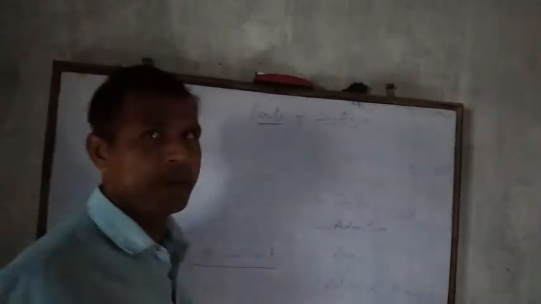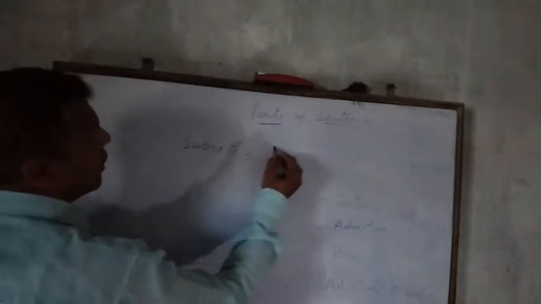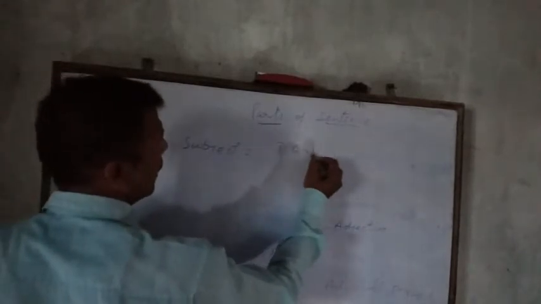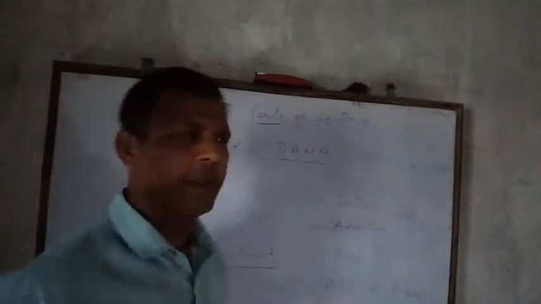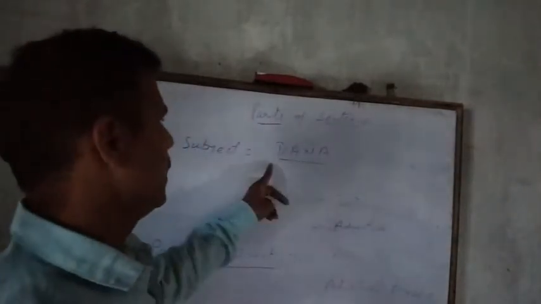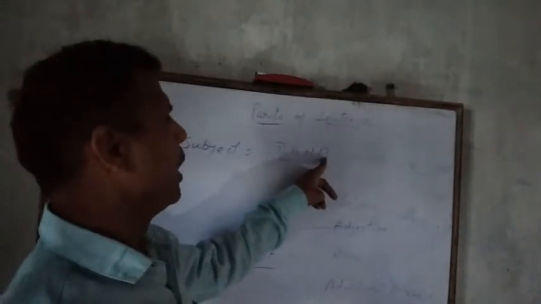So you can shortly remember it through this expression. Subject equal to DA and A. Subject equal to DA and A. Dana: determiner, adjective, noun and adjectival phrase.